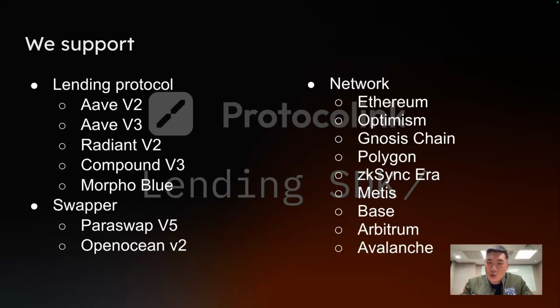And that's why we built the Lending SDK. The Lending SDK, in collaboration with the Lending dashboard, is a really good example of how we can help developers write clean and efficient code. Currently, the Lending SDK supports these lending protocols. Morpho is also the latest product that we just announced. And for the swapper, we currently support Paraswap v5 and OpenOcean v2. So that's what we currently support.